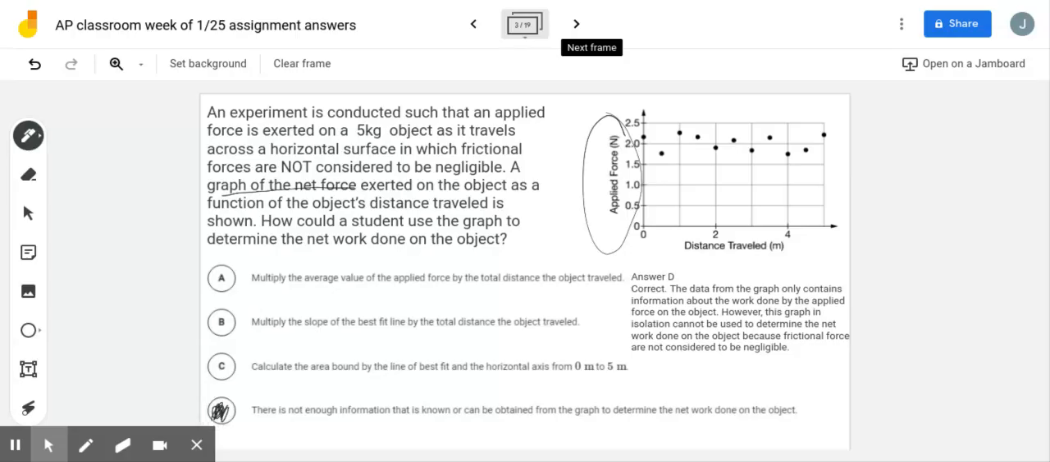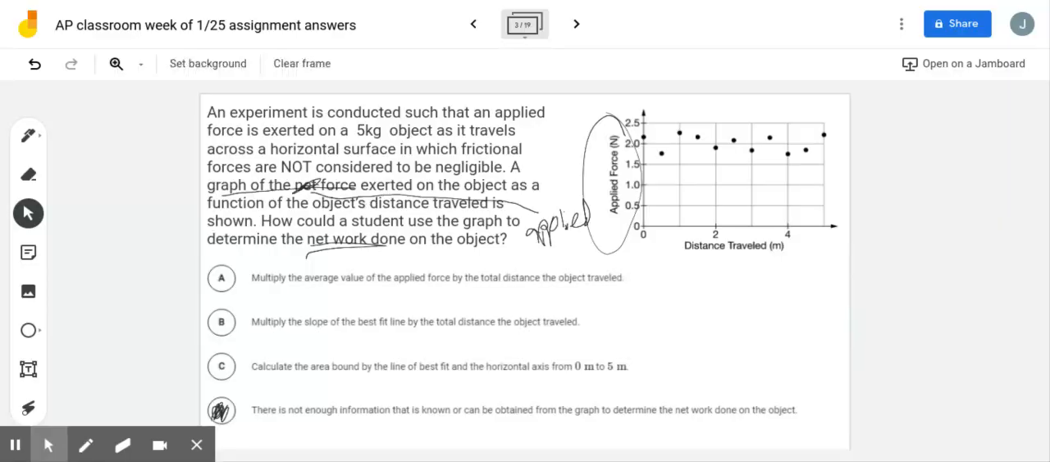Where they're going with this, let's say this is a graph of applied force, like it should have. If it said what it should have, then we would know that it's not enough information, because we can't figure out net work done on the object if we only have information about the applied force.